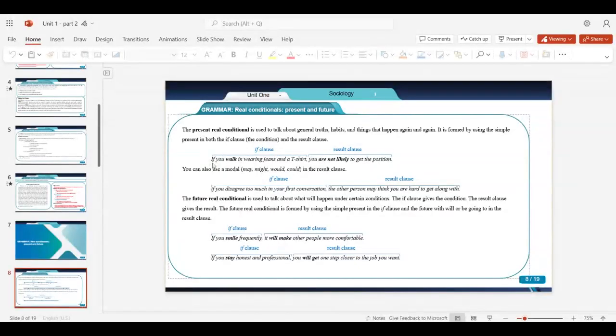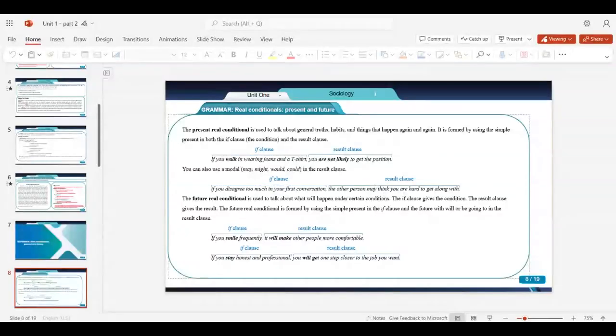Sometimes the if clause comes after the result clause. It's not a big issue, but keep in mind conditionals always have an if clause and a result clause, two clauses. You are not likely to get the position. Now the second sentence: if you disagree too much in your first conversation, that is the if clause. So what is the result? The other person may think, here we use a modal, you are hard to get along with. So this is the result.